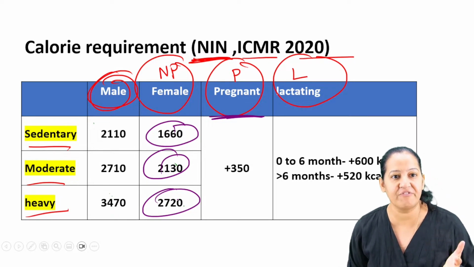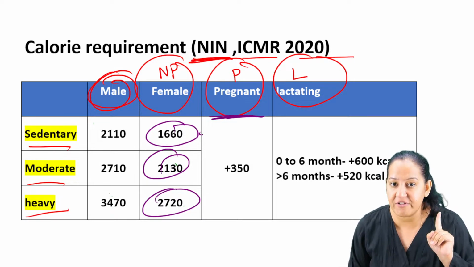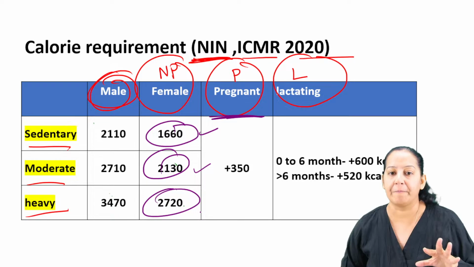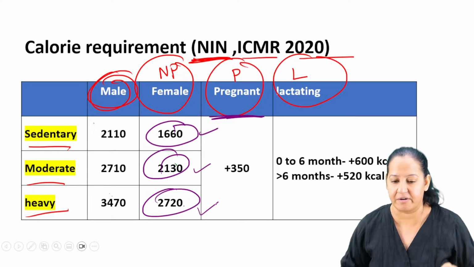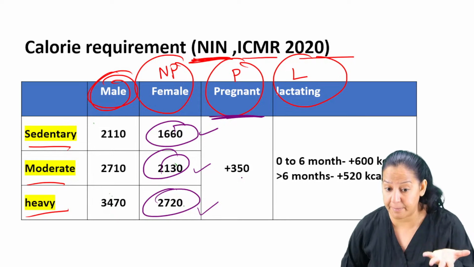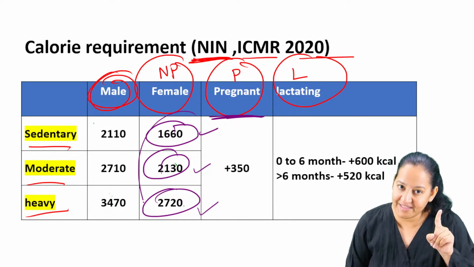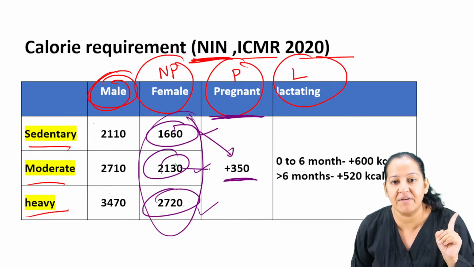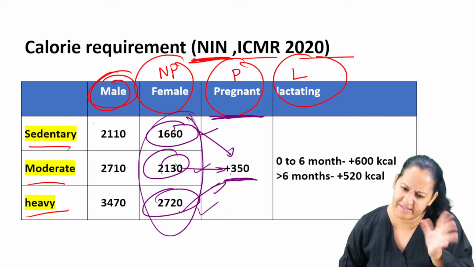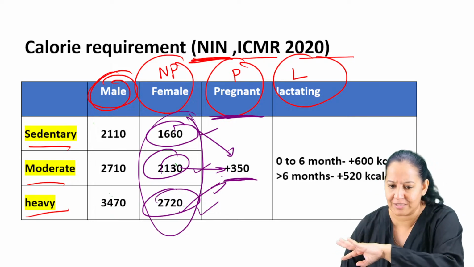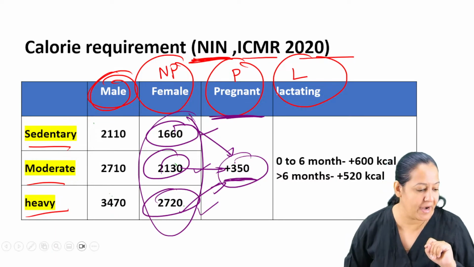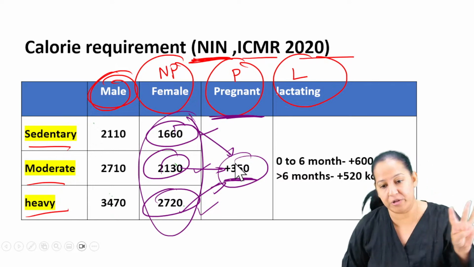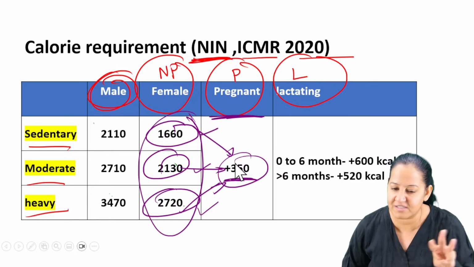So first I should ask the female what type of worker she is. Are you a sedentary worker, sitting all day, or a moderate worker doing your day-to-day housework, housekeeping, or some intense worker? You are pregnant, but what type of worker? Whatever worker you are, you should take that calorie accordingly, plus an additional 350 kilocalories. So 1600 plus 350, 2100 plus 350, 2700 plus 350, whatever is the answer. Don't do the summation, you will do it on the spot. So an additional 350 kilocalories is required during pregnancy, that you have to learn, during all 3 trimesters. It doesn't depend on the trimester.